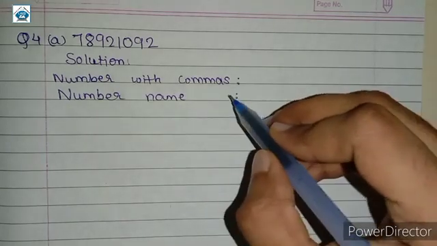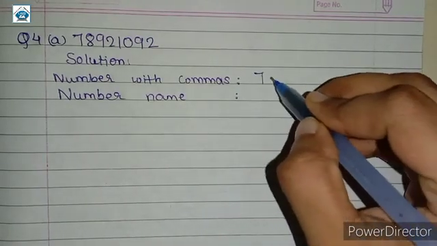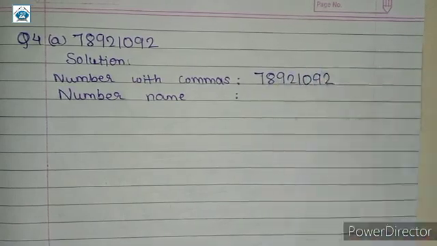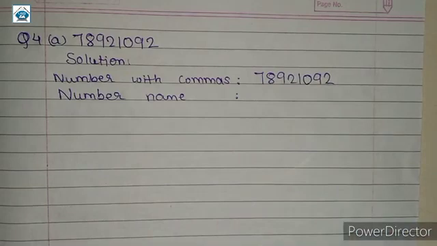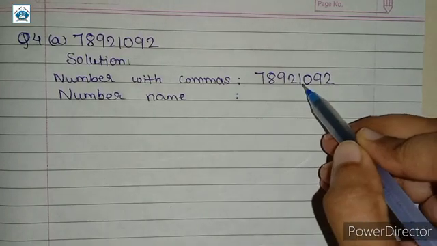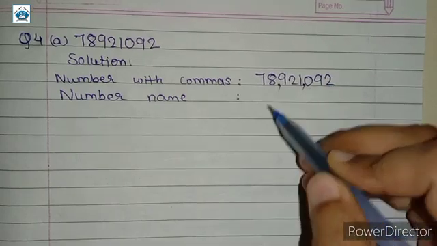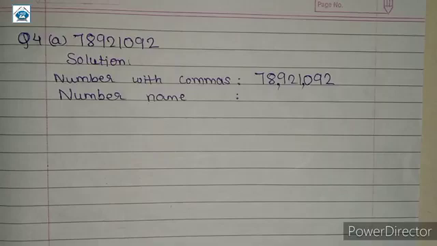So firstly let us write the number with commas. 78921092. This is the number that is given to us. We need to insert commas in this number. Remember, according to the International System of Numeration, we need to insert the commas and then write the number name. For that, remember, we need to put a comma after 3 digits and again after 3 digits according to the International System of Numeration. In this way we will put commas in the International System of Numeration.